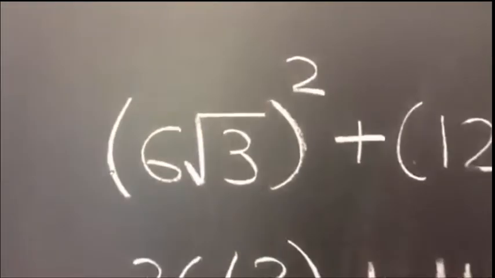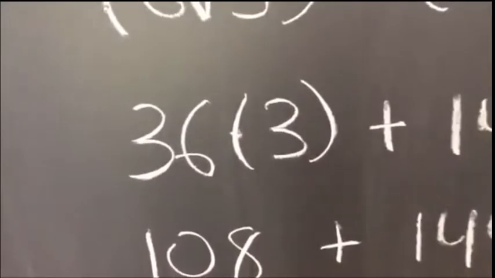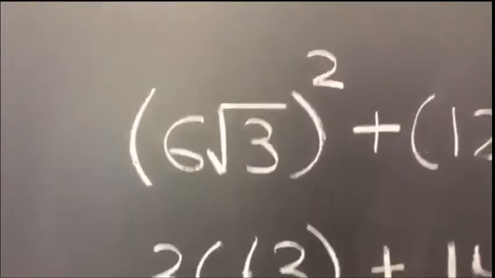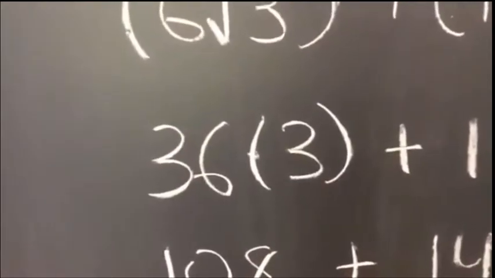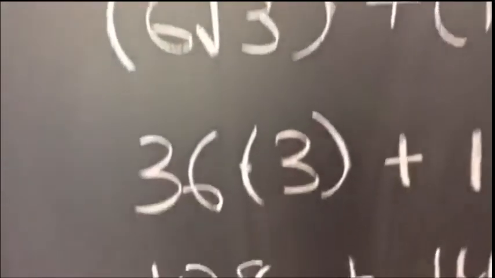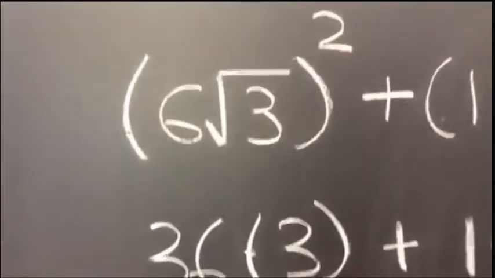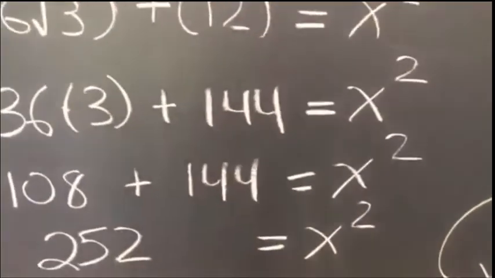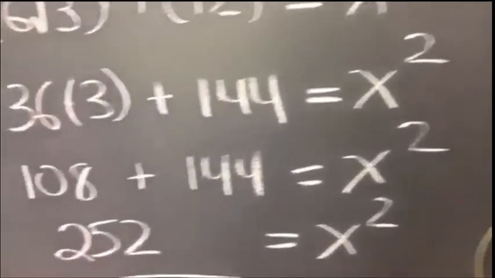Well, 6 square roots of 3 squared is 36 times 3. I have a lot of students ask me sometimes, how on earth did you get that? You know what? I'm going to tell you at the end of this video. Just be patient and just accept that it is true for right now, okay? 36 times 3 plus 144 equals x squared.